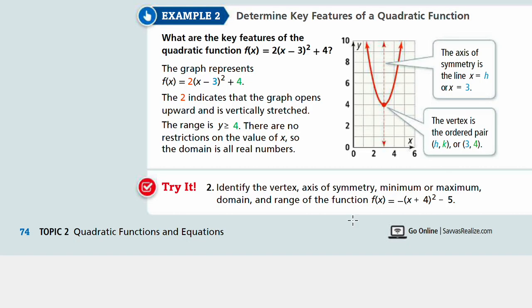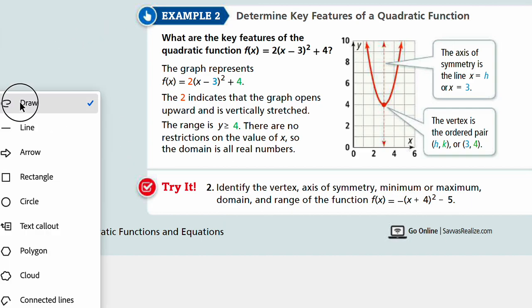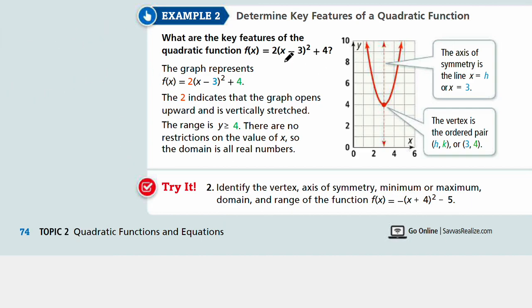We will continue with Lesson 2-1, Example 2, Determine key features of a quadratic function. So what are the key features of quadratic function f of x equals 2 times (x minus 3) squared plus 4? First of all, we need to remember that the parent function of a quadratic function is f of x equals x squared.